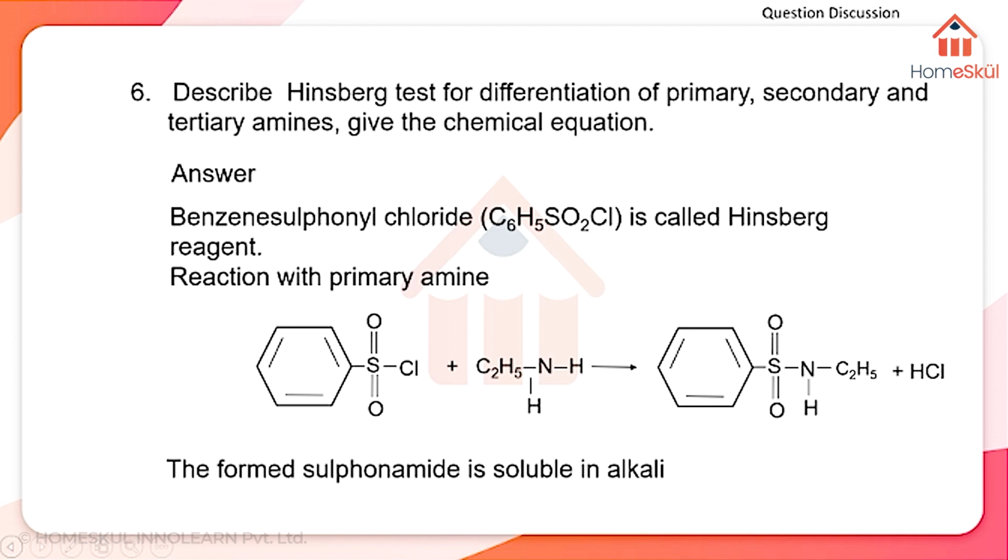It's a very, very important question. That is a test to distinguish between our primary, secondary and tertiary amines. You know this Hinsberg reagent, that is benzene sulfonyl chloride, C6H5SO2Cl. That is called our Hinsberg reagent. Now let us look at the reaction of this Hinsberg reagent, C6H5SO2Cl, with our primary amine. You know, this is C2H5NH2, that is our ethanamine. It's our primary amine.